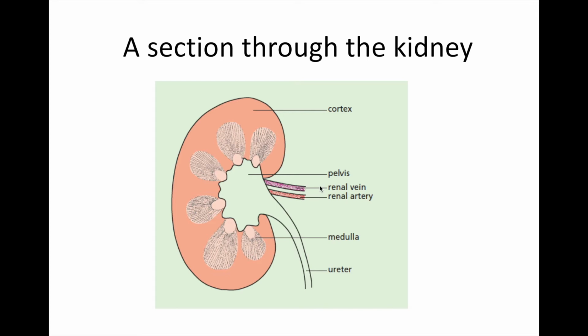And we already mentioned in chapter 9 that every organ in your body is supplied by blood. So here we have the renal vein and the renal artery. The renal artery supplies the kidney with oxygen, and the renal vein takes the deoxygenated blood. And out of the pelvis emerges the ureter, which is the tube that brings out the urine.